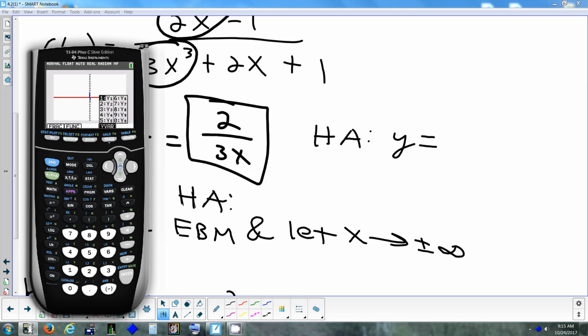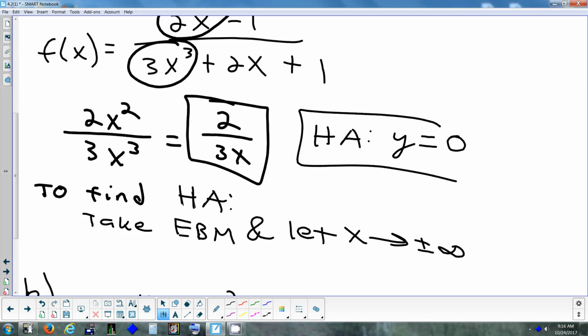If you trace along it, look at the y value. It's getting smaller and smaller and smaller: 0.003, 0.002, as I keep tracing to the right. So algebraically, that's how you find the horizontal asymptote. Find the end behavior model, and then let x get really, really big. Any question on that?